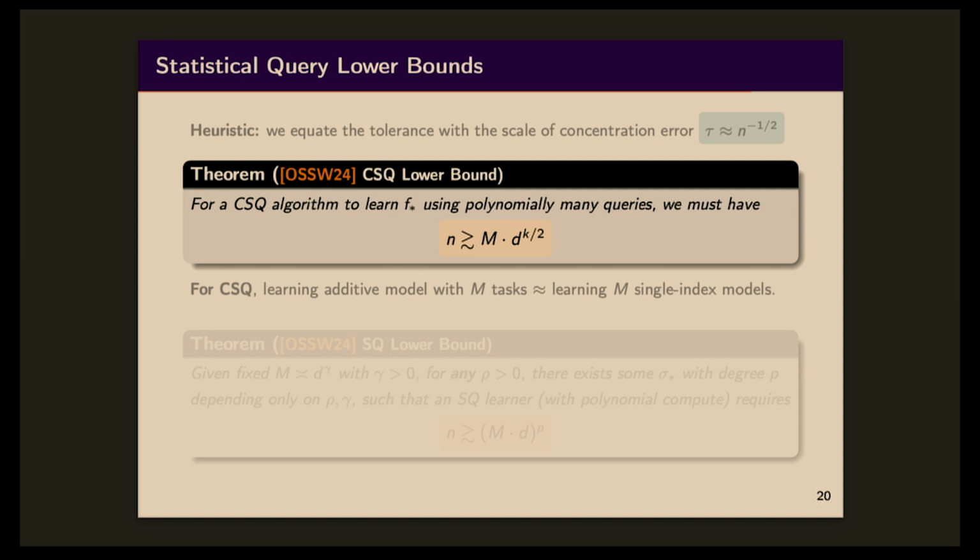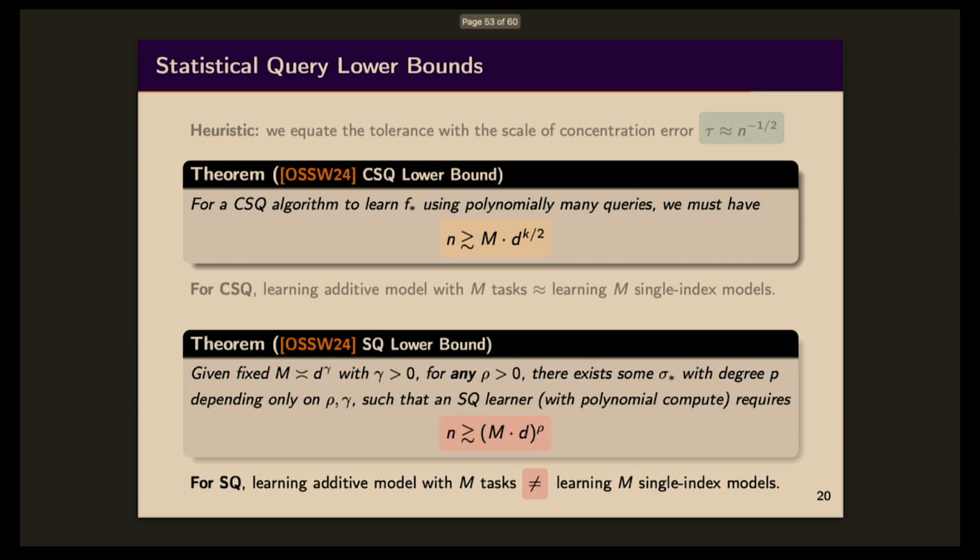The unintuitive part will be the SQ lower bound, because for SQ lower bound, if you remember, we have an algorithm that actually learns a single index model using d samples up to polylog factor. So basically, based on this intuition and the SGD upper bound, you would imagine that if the SQ lower bound is also the same as the SQ lower bound of M single index models, then here you should get M times d, right? So it's M times the complexity of learning one single index model.